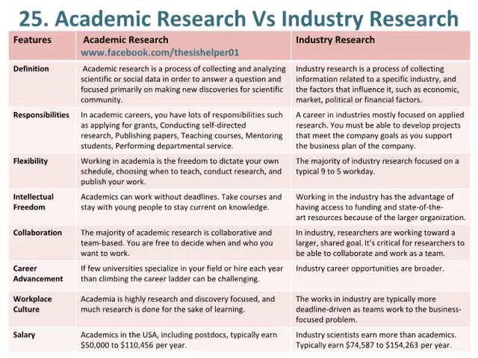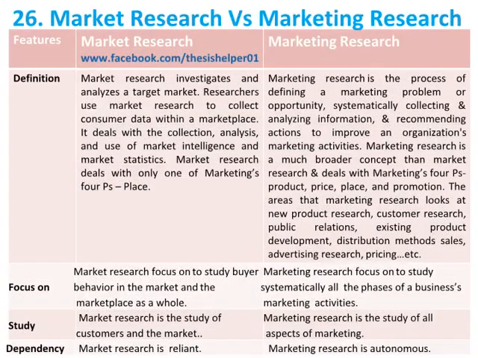Academics in the USA, including postdocs, typically earn $50,000 to $110,456 per year, whereas industry scientists, who earn more than academics, typically earn $74,587 to $154,263 per year.